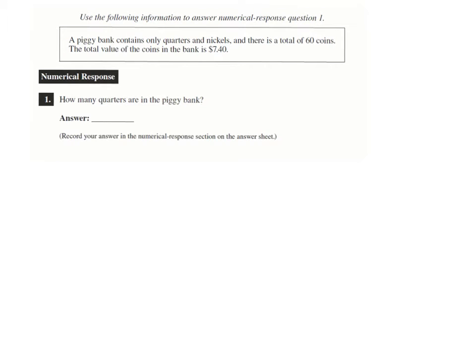In this example, we have quarters and nickels, and their total value added together is 60. First thing we need to do is represent quarters and nickels using the same variable. So let's let quarters be represented by Q. And if quarters are represented by Q, we know that quarters plus nickels has to equal 60 altogether.